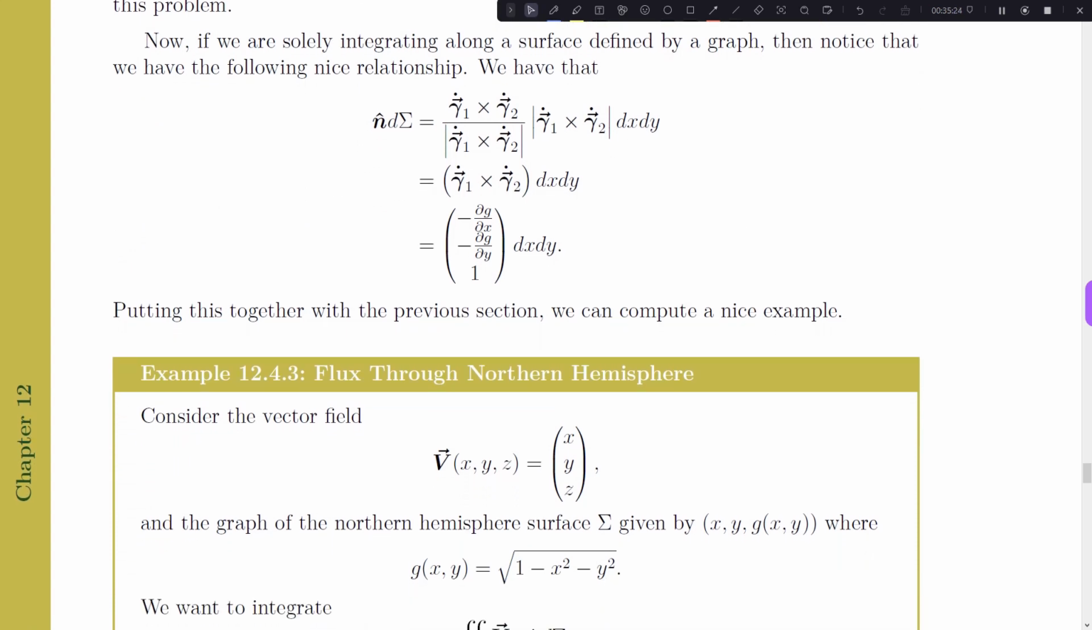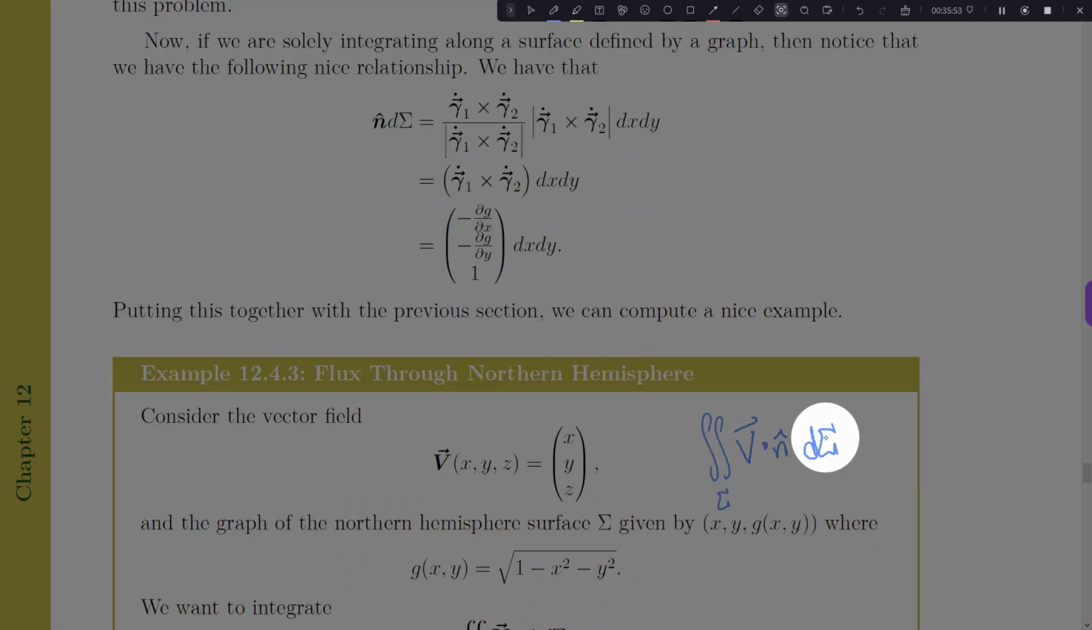Okay, we're jumping back one section. Let's talk about the flux of a vector field through the northern hemisphere. If we recall from the previous section, the flux was the surface integral, except now instead of just putting d sigma into my integral, I put a little bit of extra work in and I go vector field dot a normal d sigma. The d sigma is the same as for flux. That has not changed. But now I'm throwing this inside, so I need to calculate the n.